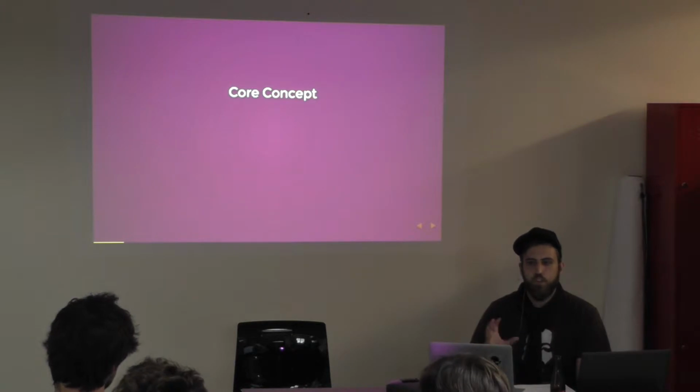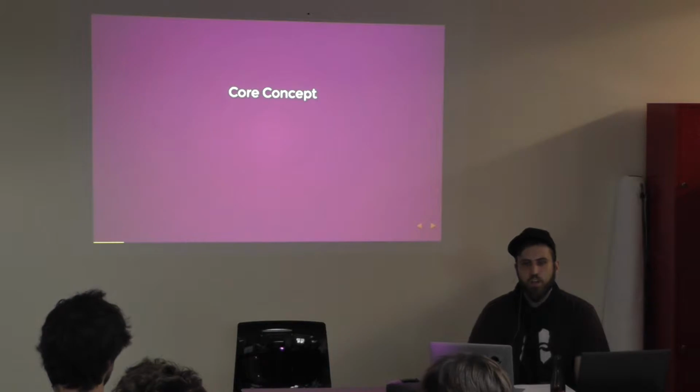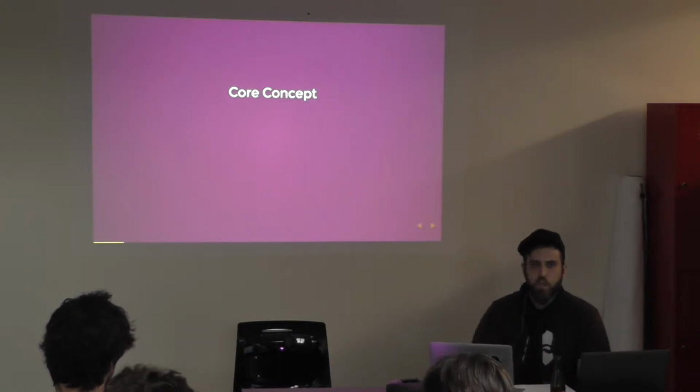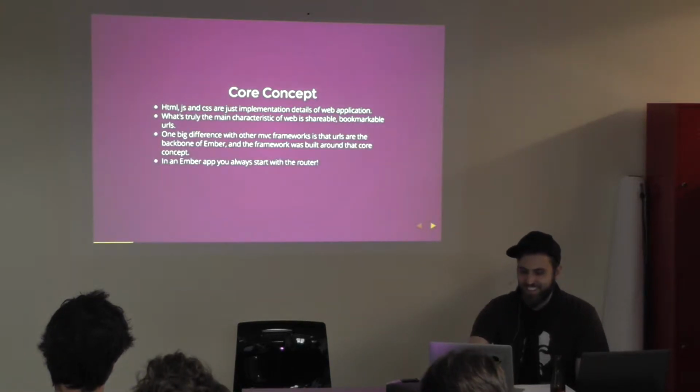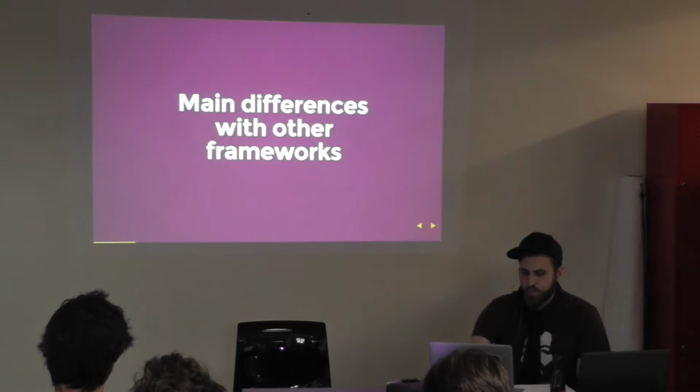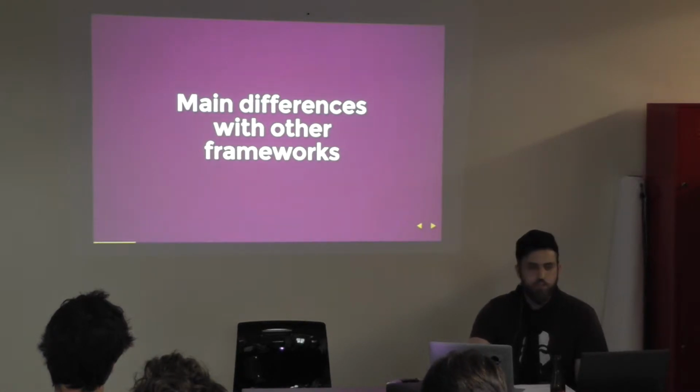the core of Ember is based around that idea of URLs, and it's really important. You always start with the route in the Ember app because everything is built around it. That's how you define your models, your different routes and stuff like that. Sorry, I missed some steps. So what's the main difference with other frameworks?